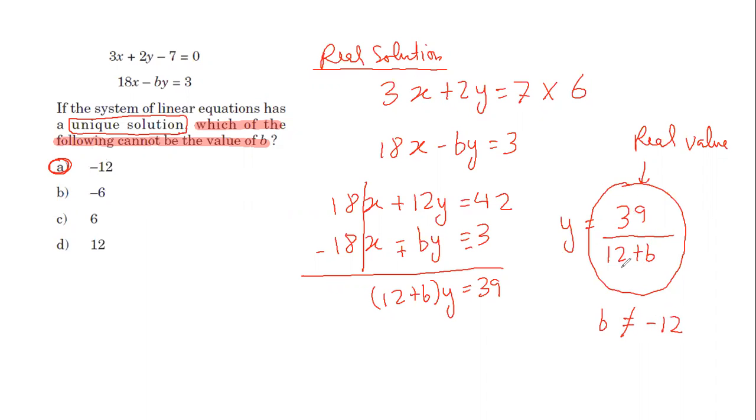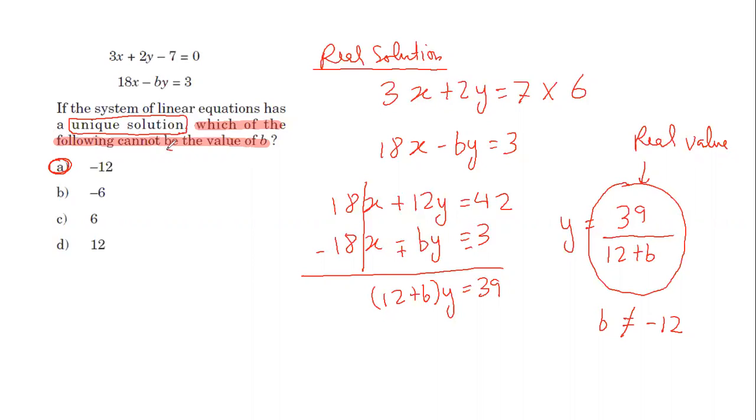Because if b becomes negative 12, the denominator will be 0 and it will not be a real value, which will break the condition in the question. So it has to have a solution, in fact, a real solution. So the only possible is if the denominator is not equal to 0, that means b cannot be equal to negative 12.